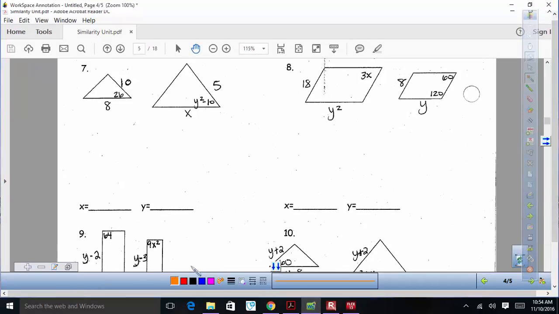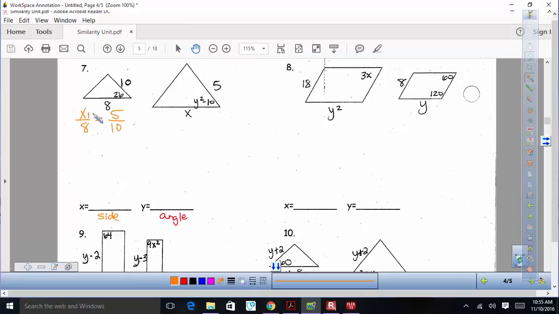Okay, so for number 7, Alex, is my x going to be a side or an angle? It's going to be a side. Okay, which means my y is my angle. Okay, Lane, how would you set up your sides to solve there? X over 8 equals 5 over 10.